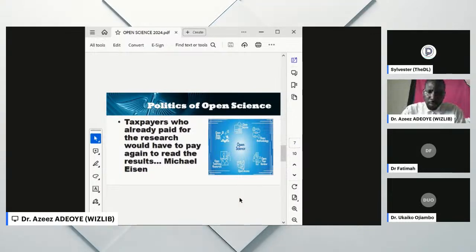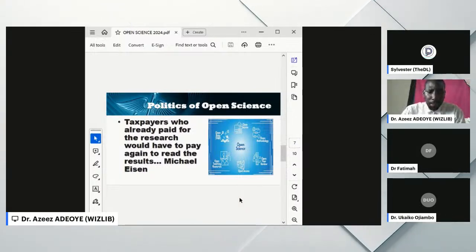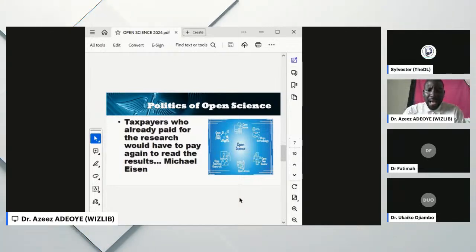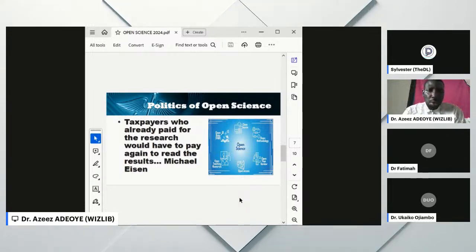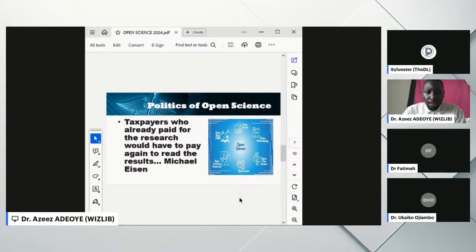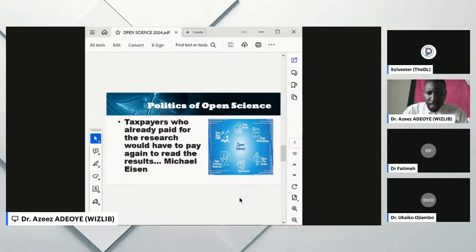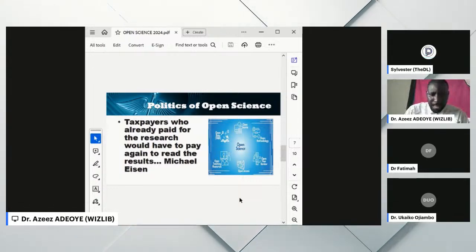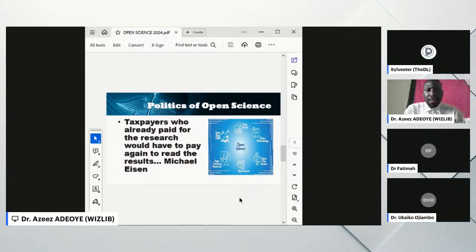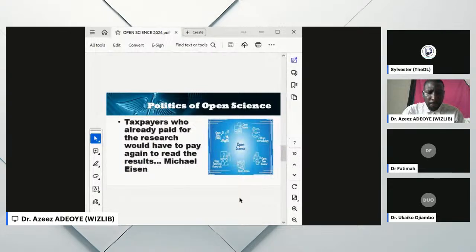But because we have the big fish in publishing, we have Taylor and Francis, we have Wiley, we have ScienceDirect, Elsevier. These big fish are actually contributing to making sure that payments are made before we can read our results. Because the interesting thing is that government paid taxpayer money to the researcher to publish, the researcher publishes and sends it to the publisher, and the publisher also sells it to the university library for them to pay for subscription. So this is actually against the ethics of research and advocating for public science.